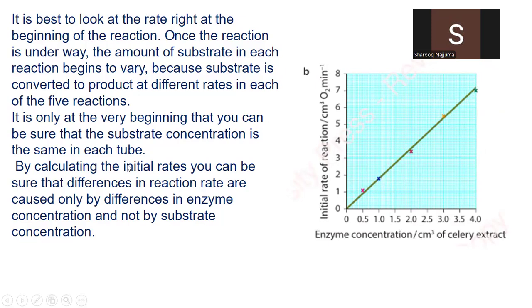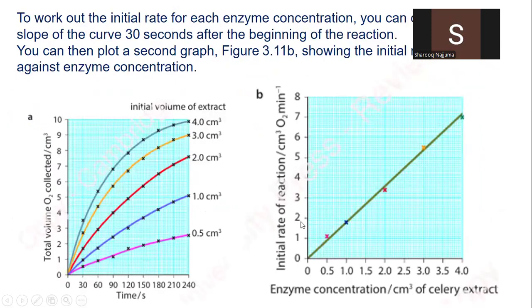So this contains what I've already been talking about. It is always best to look at the rate of reaction at the beginning, in the first 30 seconds. Because the moment the reaction is underway after 30 seconds, we shall have the amount of substrate varying in the different test tubes that you're using in your investigation. But at the very beginning, you have as much substrate as possible. So it is always important that we consider the initial rate of reaction.